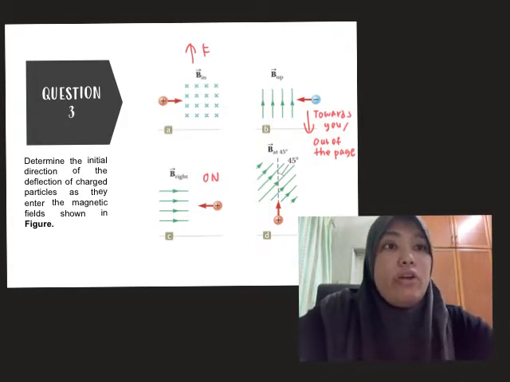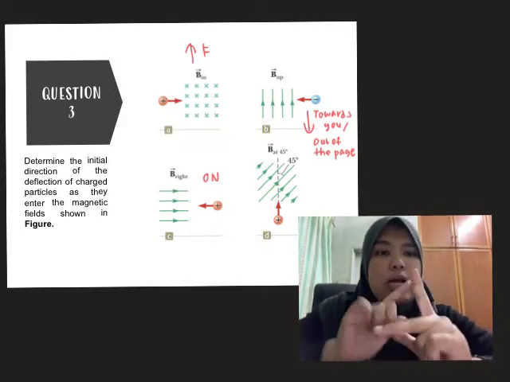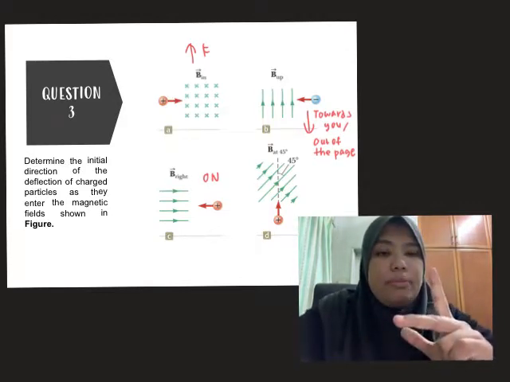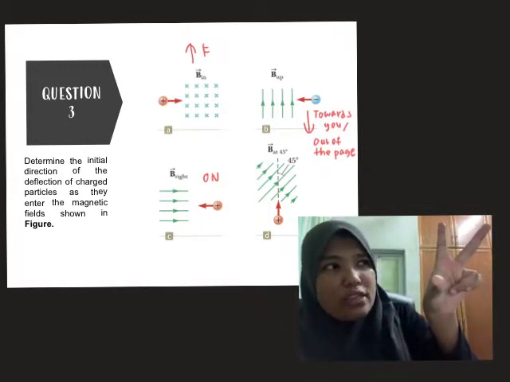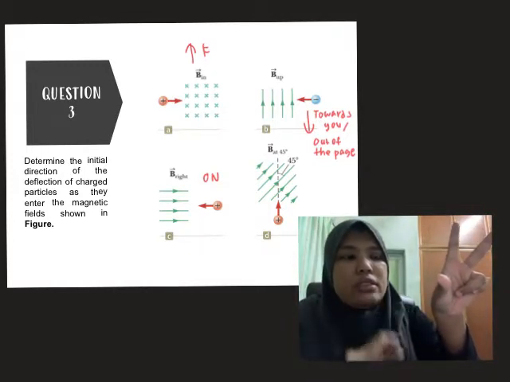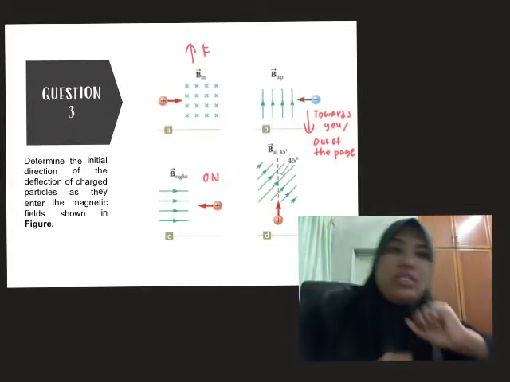For question D, there is a positive charge and the velocity is upward. The magnetic field is pointing at 45 degrees like that. So you can see that the direction of the magnetic force is going to be away from you. That's how you do it.